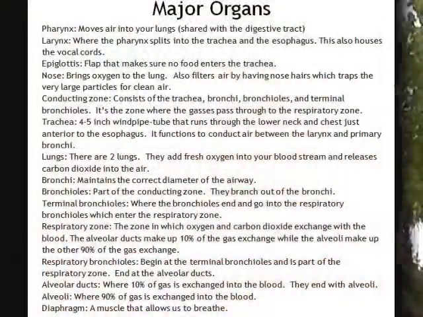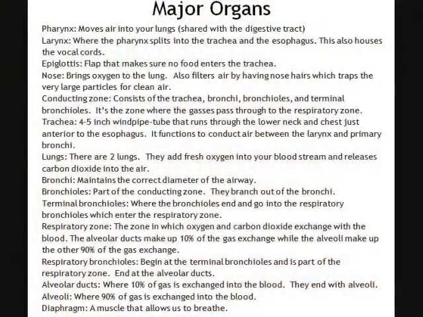The pharynx moves air into your lungs, shared with the digestive tract. The larynx, where the pharynx splits into the trachea and the esophagus. This also houses the vocal cords. The epiglottis is the flap that makes sure no food enters the trachea. The nose brings oxygen to the lungs. It also filters air by having nose hairs, which trap the very large particles for clean air.